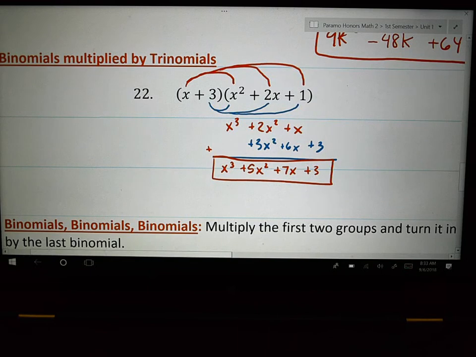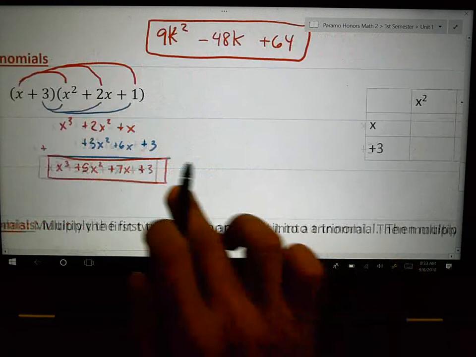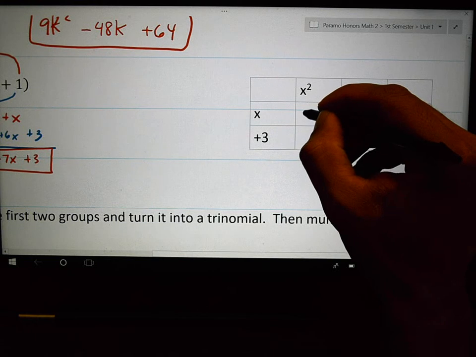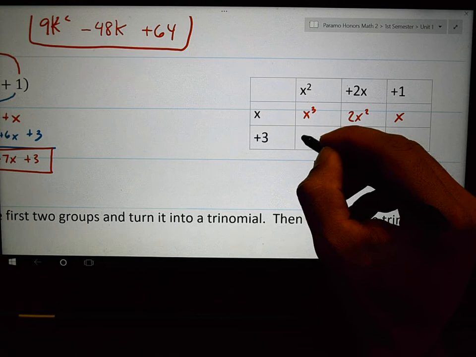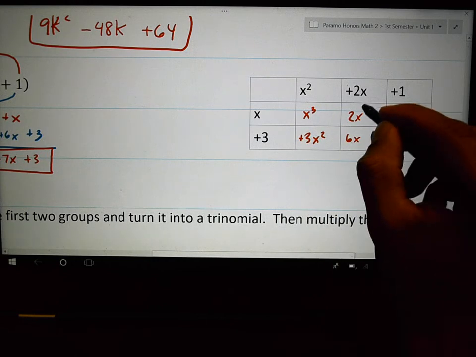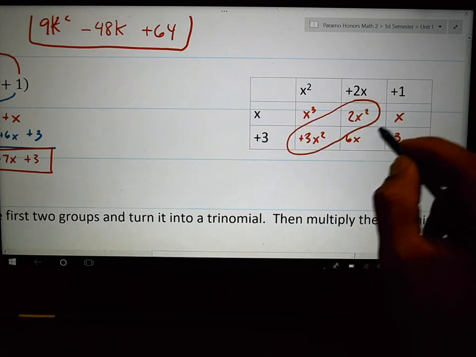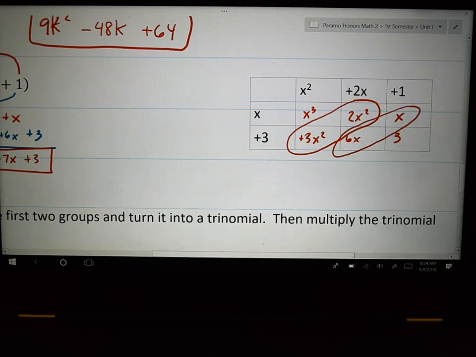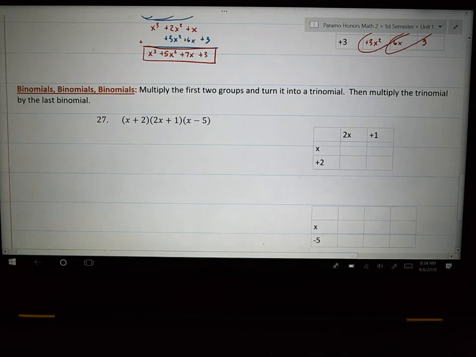It's a binomial multiplied by a trinomial. There are 6 things, 2 of which will combine. If you're an area model person, it's the exact same thing. The only thing that is different is the diagonals. This diagonal are what you need to look for that combine, and this diagonal are what you need to look for when you're adding them together. If you're one of those type of people. So then we got to go to the next step.